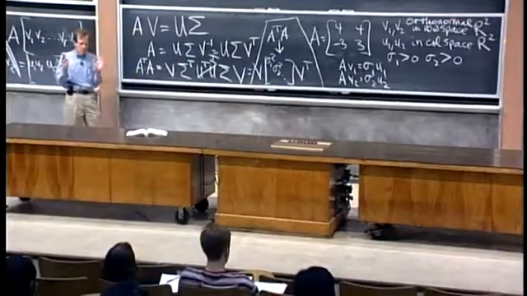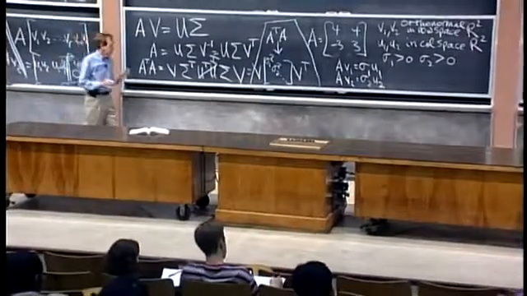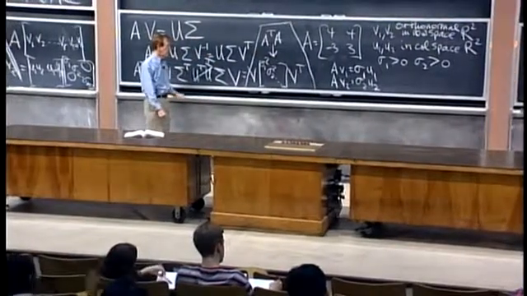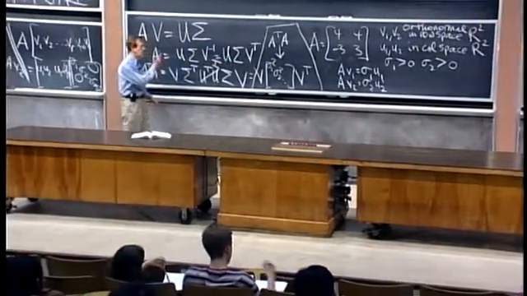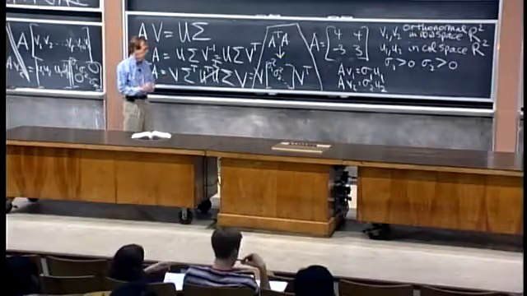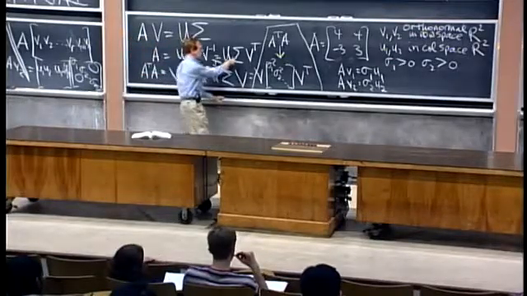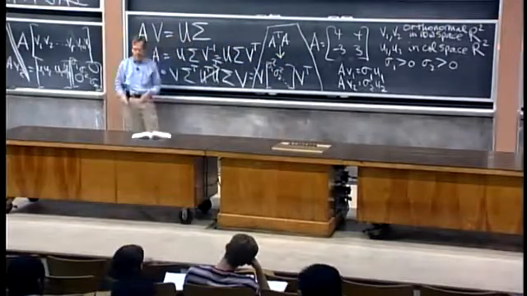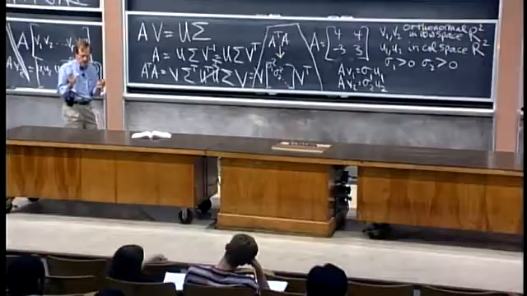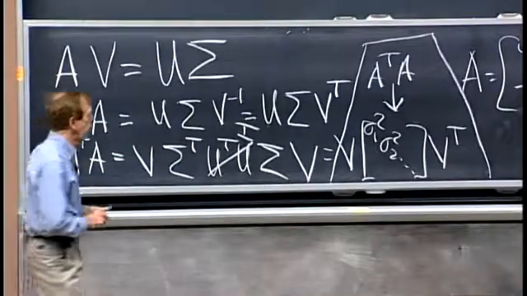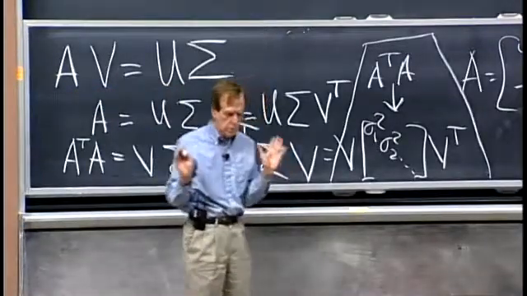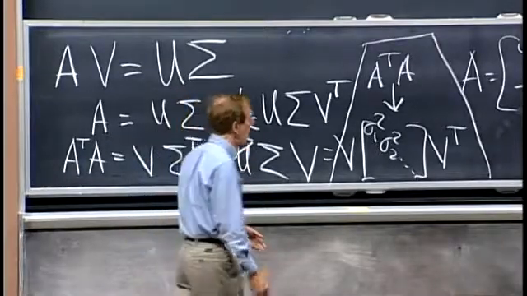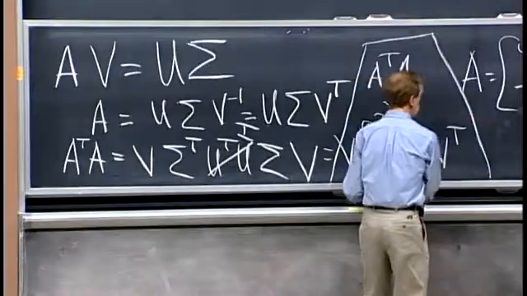So here's the overall picture then. The V's are the eigenvectors of A transpose A. The U's are the eigenvectors of AA transpose, which are different. And the sigmas are the square roots of these, the positive square roots, so we have positive sigmas. Let me do that for that example. This is really what you should know and be able to do for the SVD.